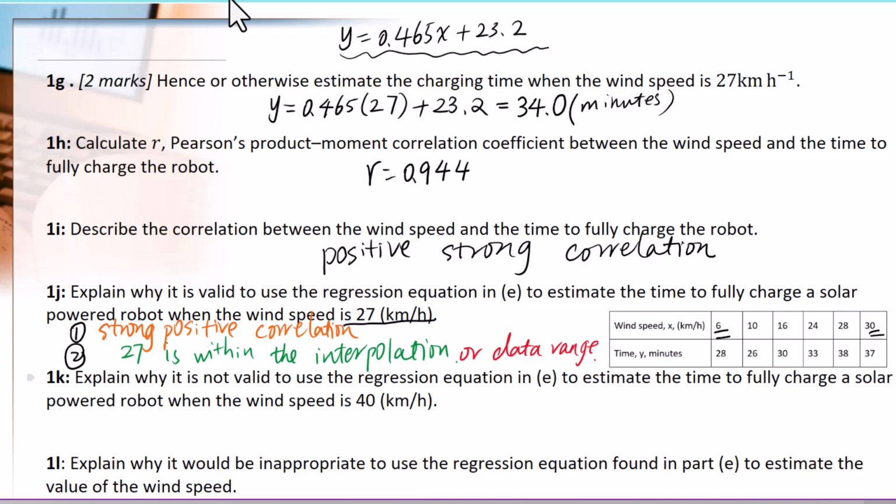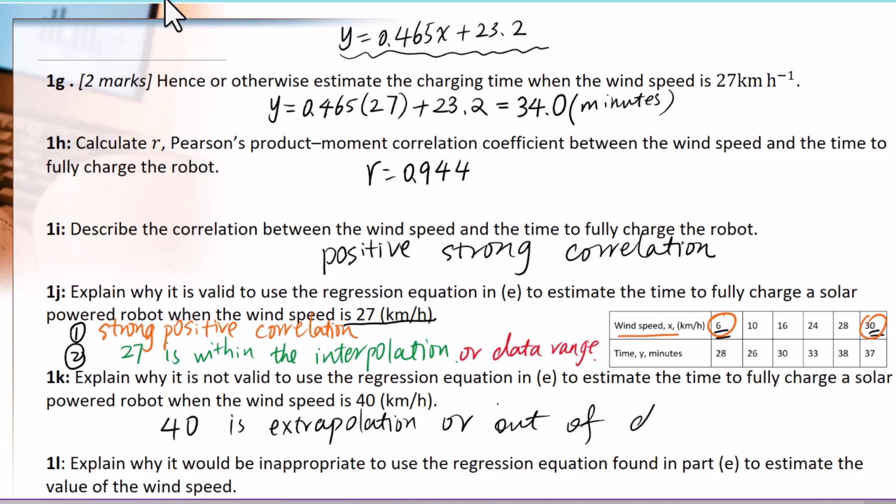Second, 27 is within the interpolation data range. 1K, explain why it's not valid to use the regression equation in E to estimate the time to fully charge a solar-powered robot when the wind speed is 40 km per hour. This 40 is out of this data range. That's why it's not valid. 40 km per hour is extrapolation, or out of data range.